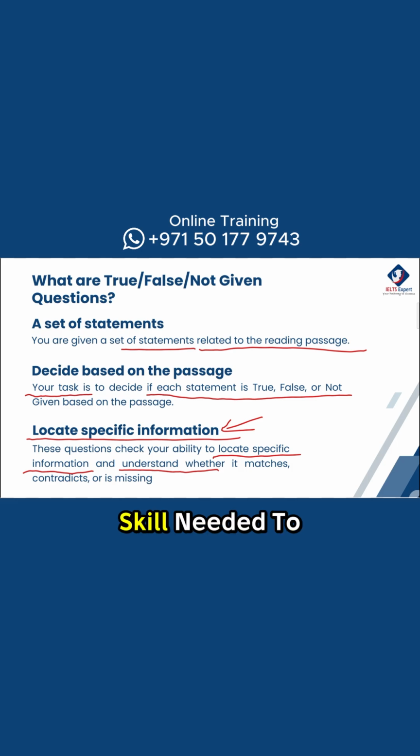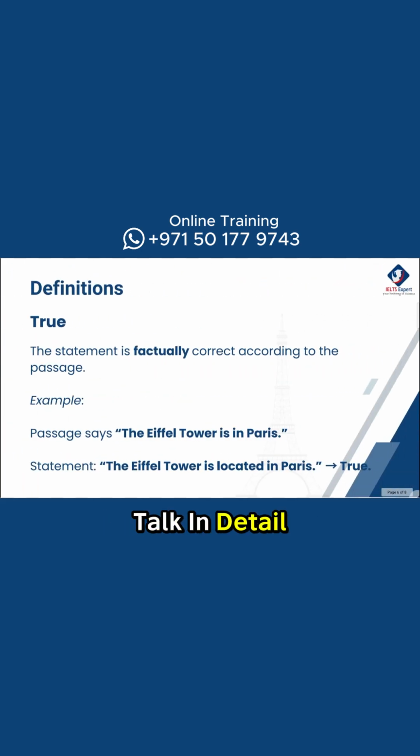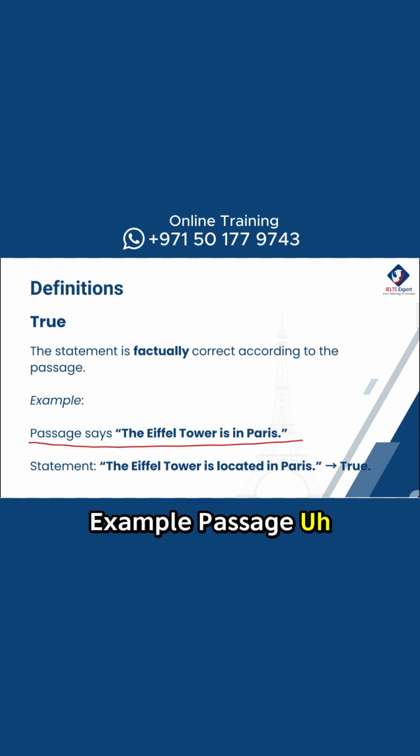So that is one of the skills needed to get the correct answers for these types of questions. Right. Now we are going to talk in detail. For example, if you look at our example passage, this is our example passage. The Eiffel Tower is in Paris. So I already said the statement should be factually correct to decide true, right?